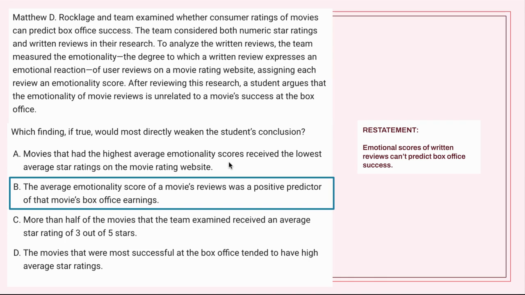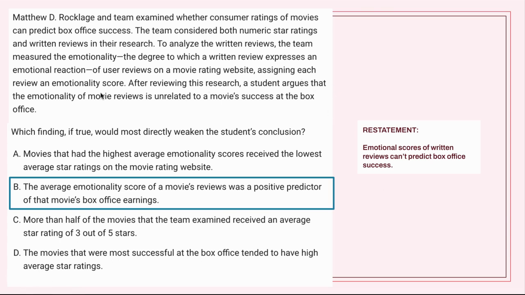While our piece of evidence has to have something to do with box office success and how well the movie does, this is just talking about its ratings, so it's just not on topic. C. More than half of the movies that the team examined received an average star rating of 3 out of 5 stars. This student isn't even talking about star rating, so any answer with star ratings in it is going to be wrong. D. The movies that were most successful at the box office tended to have a high average star rating. Again, this is talking about box office success, but it's talking about the average star ratings.